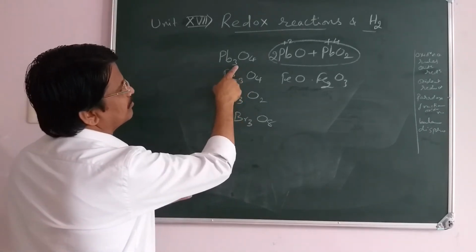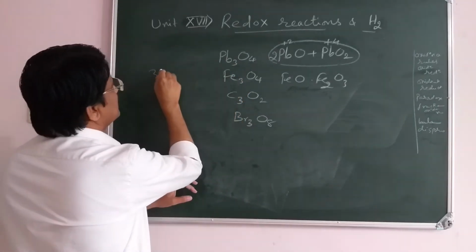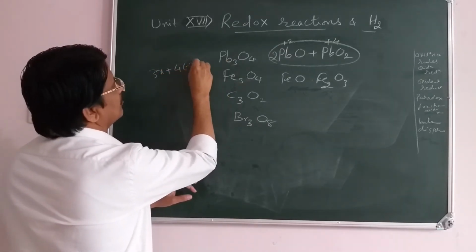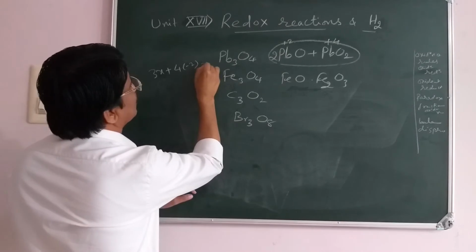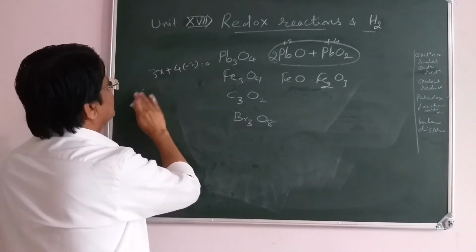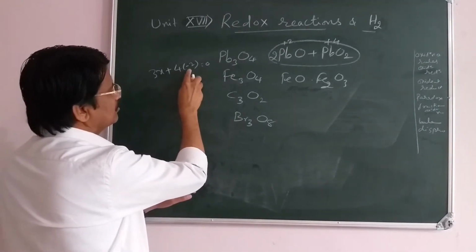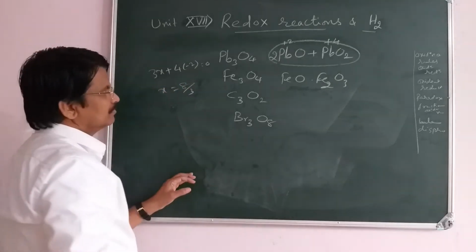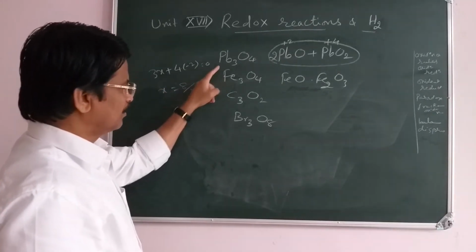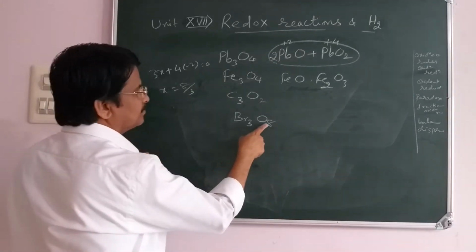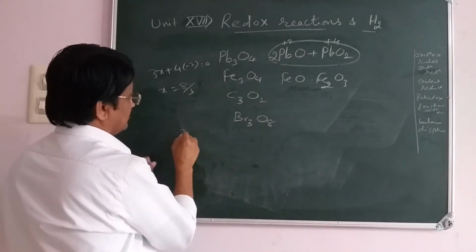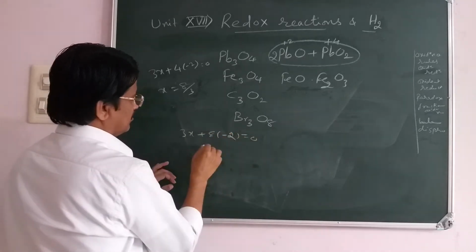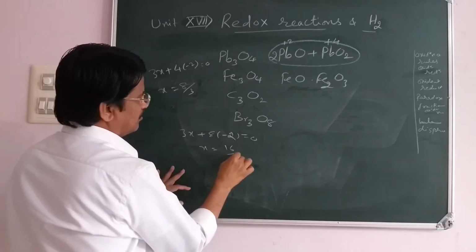But for Fe3O4, see here: 3x plus 4 into minus 2 equals 0, so 3x equals 8, x equals 8 by 3. Next, the last one, Pb3O4: 3x plus 4 into minus 2 equals 0. For the other one, 3x plus 8 into minus 2 equals 0, x equals 16 by 3.